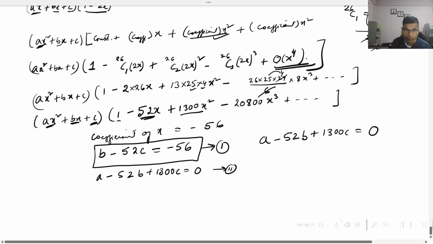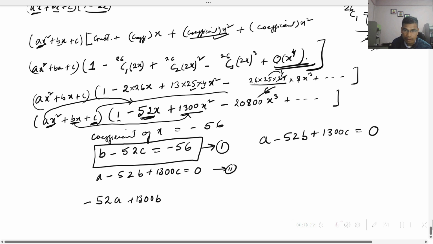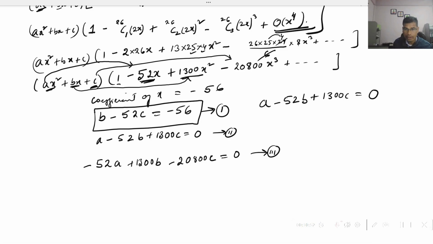Then the coefficient of x cubed will be this, with this will be minus 52a, the next this with this term which contains x square will be 1300b, then last c with the term which contains x cubed will be minus 20800c. So this also is 0. So this is 3. So now we will use the first, second and third, because here we have a, b and c.